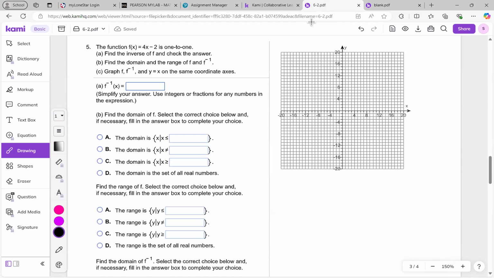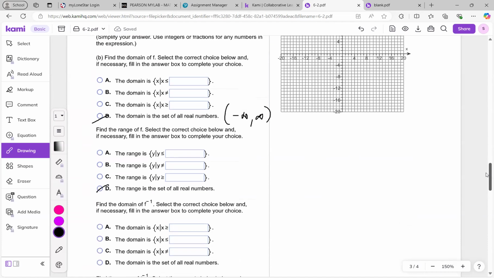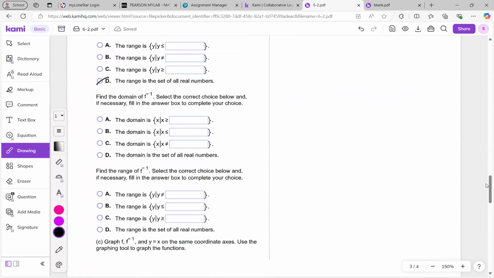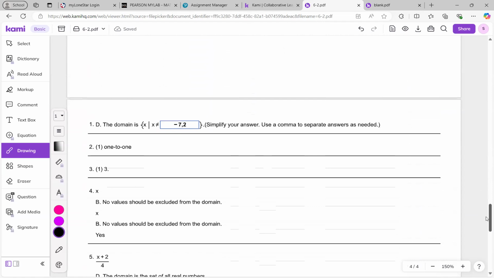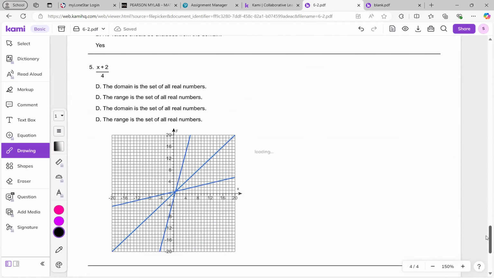The domain, the set of all real numbers, is the same thing as negative infinity to positive infinity. So for this one, you're going to choose B. And then the range will also be all real numbers, and for the inverse it will also be all real numbers. Then for the graph, we're going to graph both lines here using the y-intercept and slope, and y equals x also needs to be graphed here.